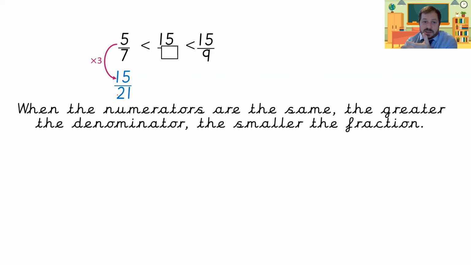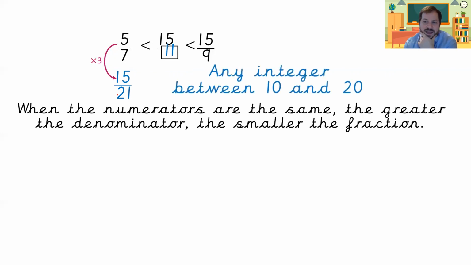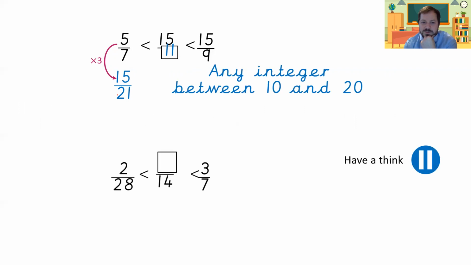Because all of the denominators are the same, they're all 15. So you're just looking at it, any number between the two would fit in here. So it could be 11, could be 10, could be 13, 14, whatever it happens to be. Any integer between 10 and 20.